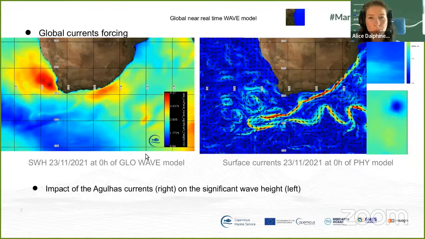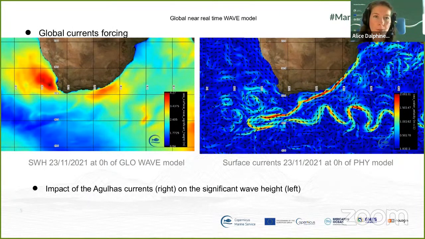It's important to insist on the forcing by global currents because it changes the wave field pattern. Here is an example of the Agulhas current. You have at the right the surface current from the global physics model, with very strong values of currents due to the global dynamics of the ocean. When you have currents of more than 0.5 meter per second, it has a significant impact on wave height and period.